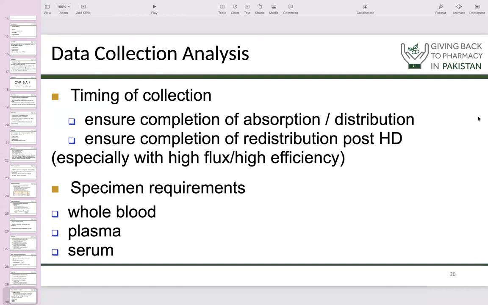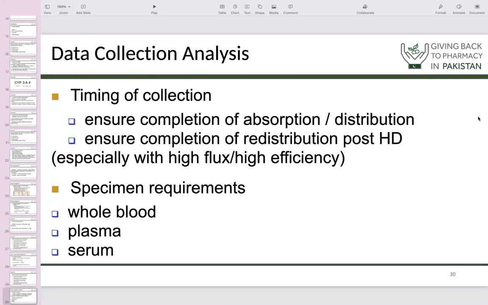Ensure completion of redistribution post hemodialysis, especially with high flux or high efficiency dialysis and drugs like aminoglycosides. Their redistribution changes post dialysis. Many drugs have changed redistribution post dialysis, because if a drug is partially dialysable, say 50% dialysable, much of the drug will be removed during the dialysis session. What happens when the dialysis is stopped? The drug will redistribute itself in the body, because it has to keep equilibrium between the different compartments of the body.